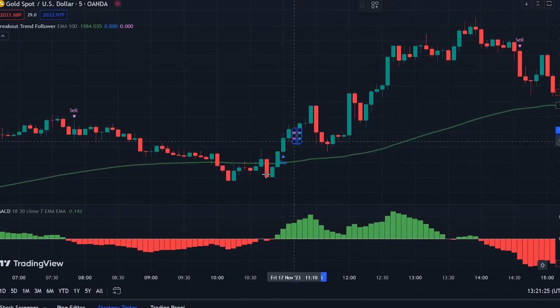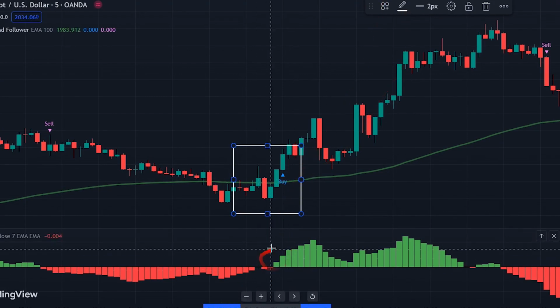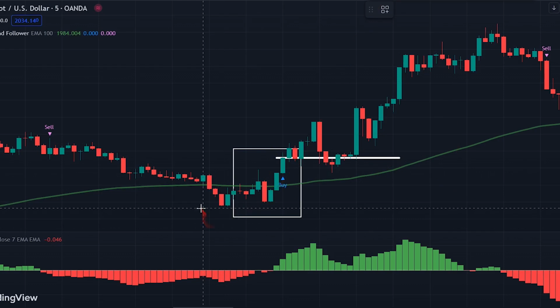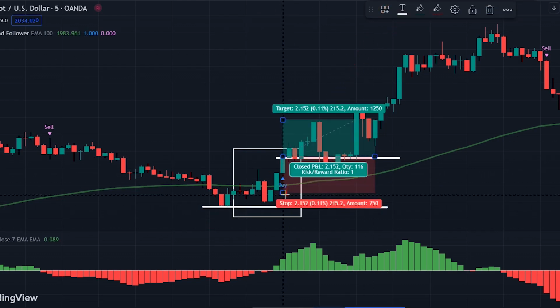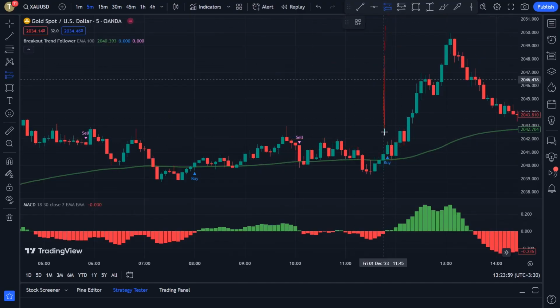Exactly, as I explained. Here we have a good buying position, and you just need to follow my tips and get a reasonable profit. Let's see some examples together.